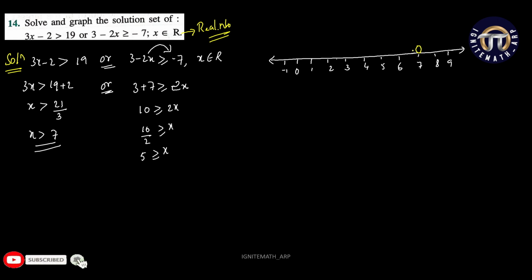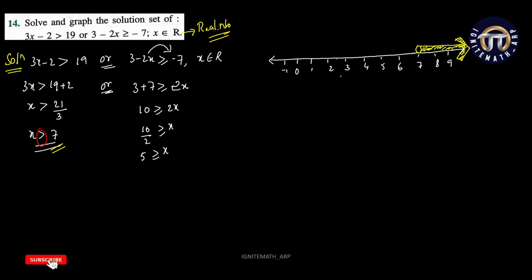Now x is greater than 7, correct? So all the values towards the right side of 7, and the upper limit over here is infinity. So I need to draw the arrow and darken it. Now the question arises, should I darken this circle? Look at this sign. Is it greater than or equal to? No, it's not greater than or equal to. It is just greater than. So don't darken the circle.